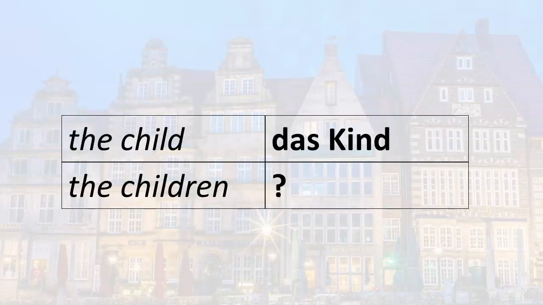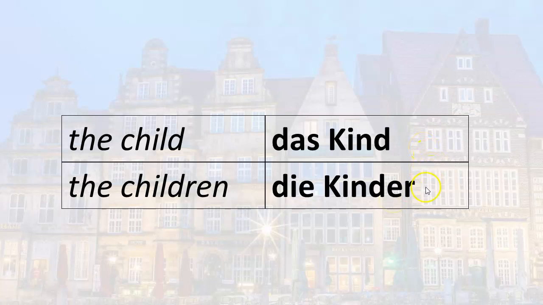So the child, das Kind, how would you say the children? You know you have to change das to die, so it's die, and then add the ER. Die Kinder, das Kind, the child. Notice the pronunciation of the D here, Kind. The children, die Kinder. Das Kind, die Kinder.